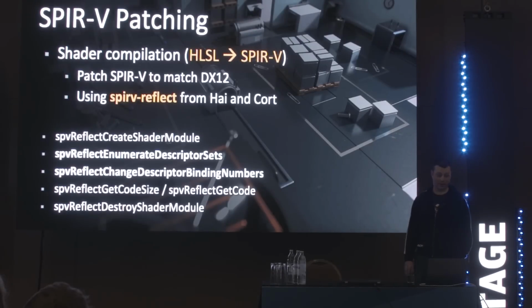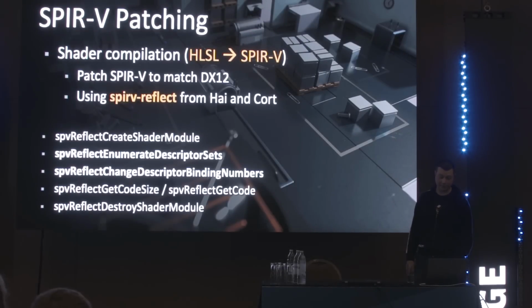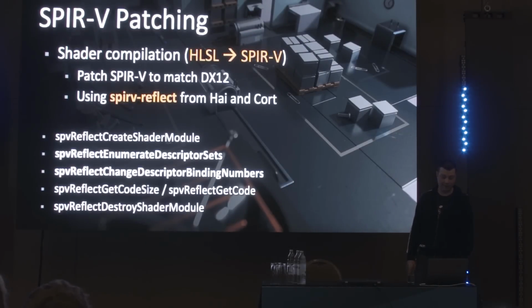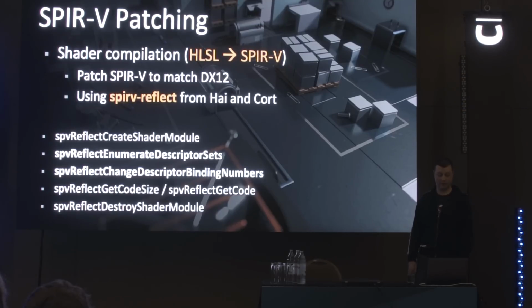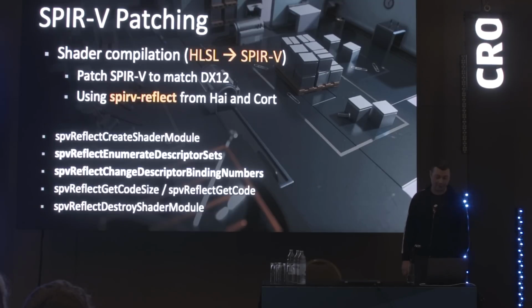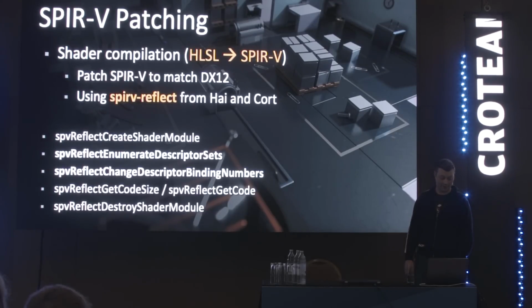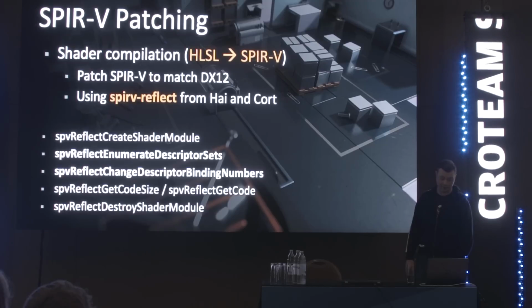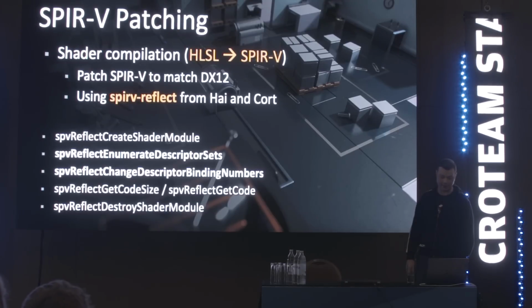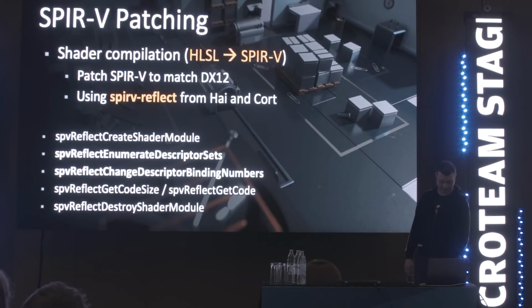An important part of our Vulkan backend was consuming HLSL as a source language and fixing up the SPIR-V to behave the same as our DX12 resource binding model. We decided to use the SPIRV-Reflect library from Hai Nguyen and Cort Stratton. It does a great job at providing SPIR-V reflection using DX12 terminology. We use it extensively, exclusively actually, to patch up our descriptor binding numbers.